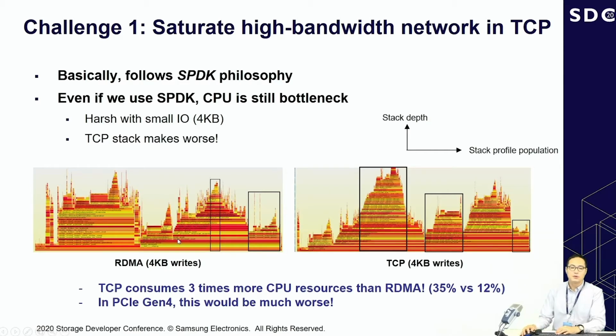These figures are flame graphs of NVMe over RDMA and NVMe over TCP in case of writes. As you can see, TCP stack consumes 3 times more CPU resources than RDMA. Actually, these results are measured in PCIe Gen3 based CPU, but in PCIe Gen4 environments, which doubles the performance of SSD and network, we believe that CPU bottleneck would be much worse.